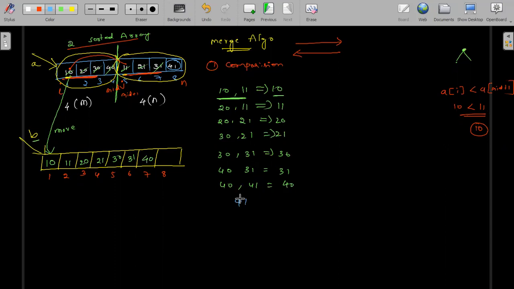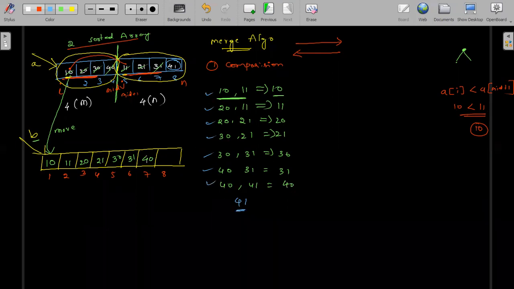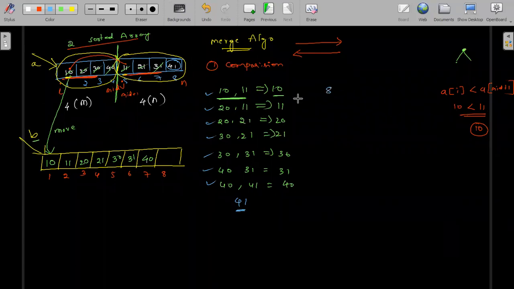With whom are we going to compare 41? Tell me, with whom are we going to compare 41? See here, 1, 2, 3, 4, 5, 6. 6 comparisons you've done. Yes or not? Okay. But 7 comparisons you've done. What about the 8th one? See here, how many elements are there? Totally 8 elements are there. Please understand, totally 8 elements are there. But how many comparisons are you doing? Only 7 comparisons you are doing.